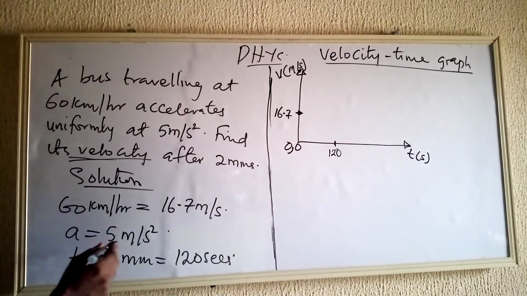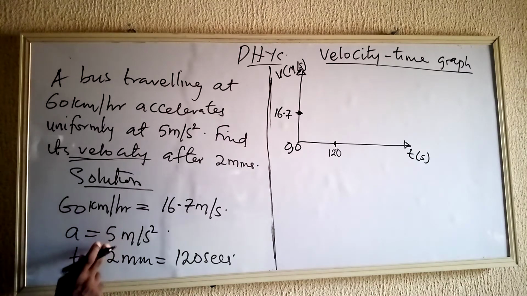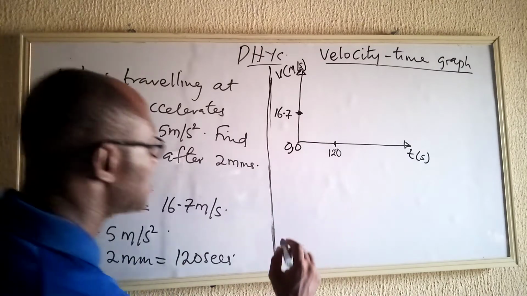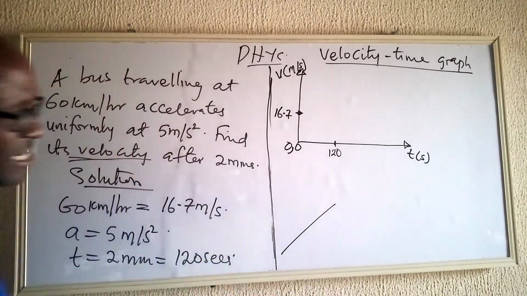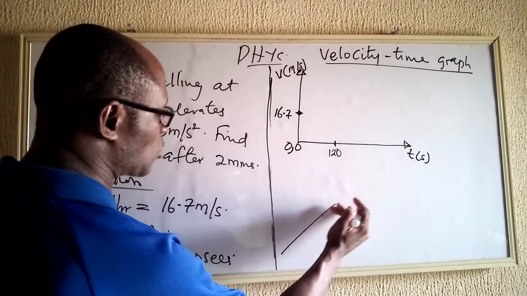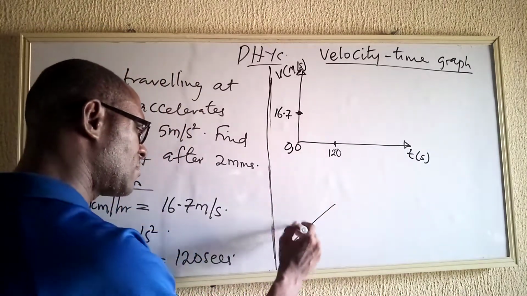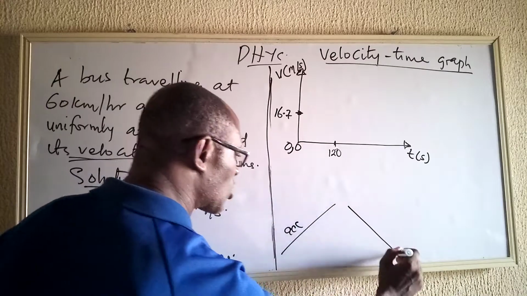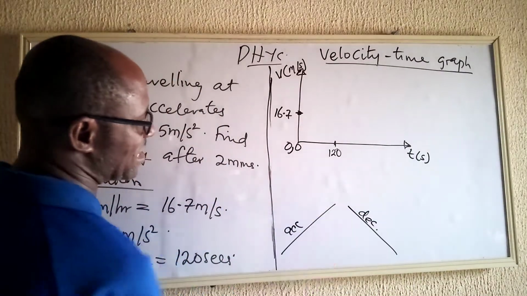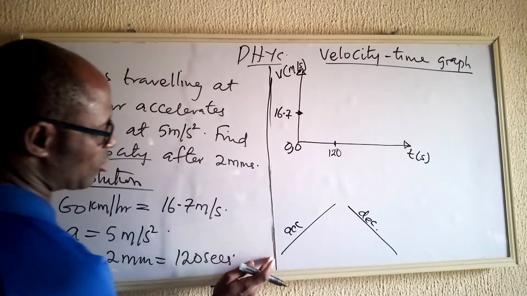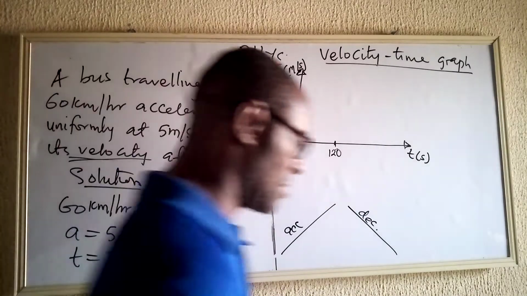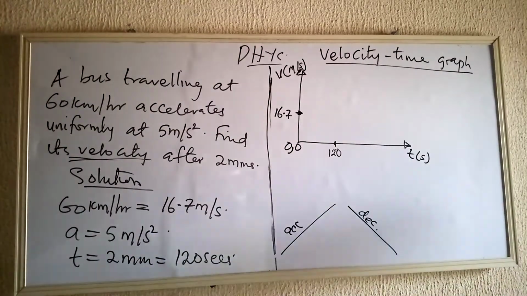Now, we are told that it accelerates at 5 meters per square second. So anything acceleration, please take note of this, it has to be drawn this way. Anything acceleration, because when it slopes upward like this, that is acceleration. But when anything deceleration, it has to be this way. So please take note of this. It's very important. So acceleration is always like this. Deceleration is always like this.